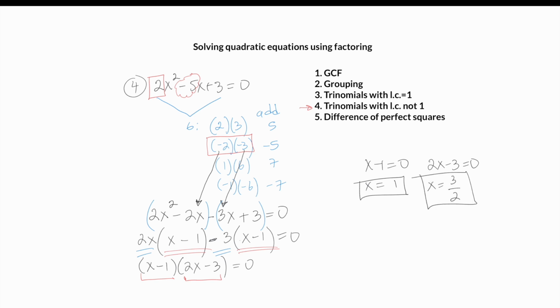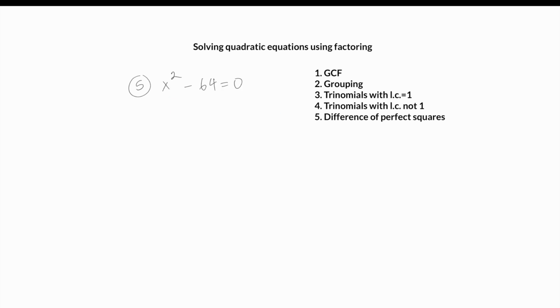Let's look at example number 5. We have x squared minus 64. It's equal to 0. It's a quadratic equation because it has an x squared, but it's not a trinomial. You only have 2 terms. It is a 0 on the right, which is a great thing. That's what we want to have if we want to solve using factoring.